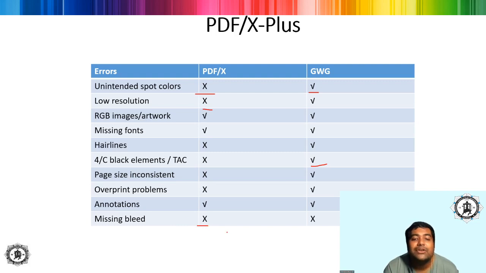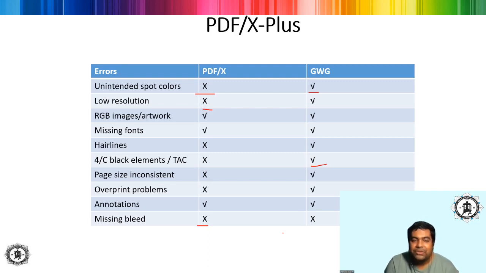Missing bleeds will not be checked by either PDF/X or GWG, because whether a bleed is present or not, I don't think there is really a possibility of checking through pre-flighting. It is your choice, you might intentionally not provide any bleed. So there is no meaning in checking whether bleed is present or not.